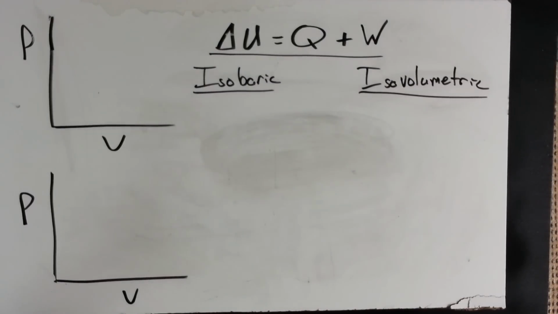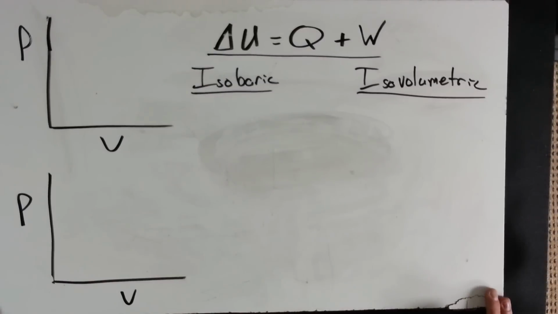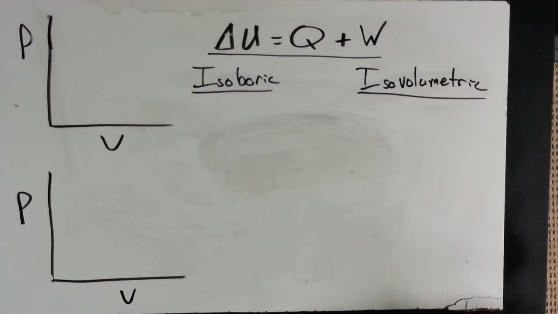Alright guys, so for a quick review on thermodynamic processes, we're going to talk about isobaric, isovolumetric, isothermal, and adiabatic processes, and what you need to know for the quiz. So we'll start with isobaric. We'll take a look at our PV diagram and the first law of thermodynamics.